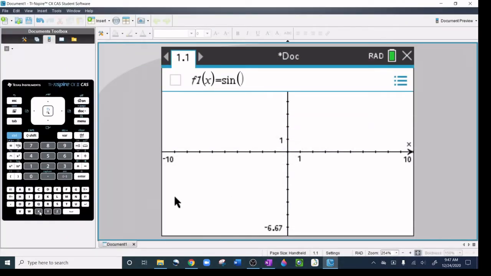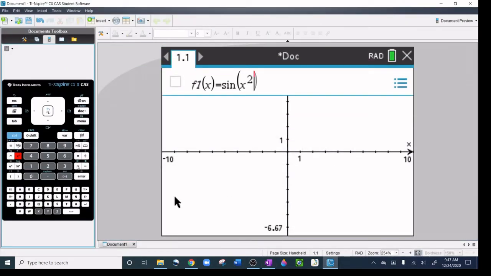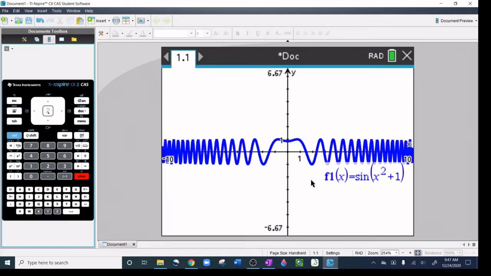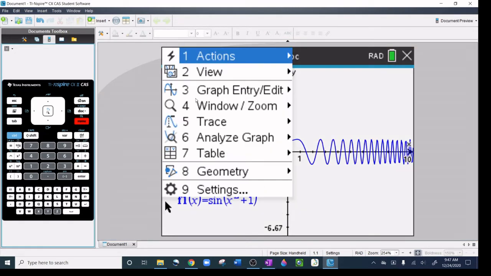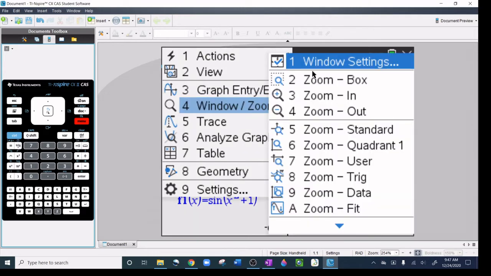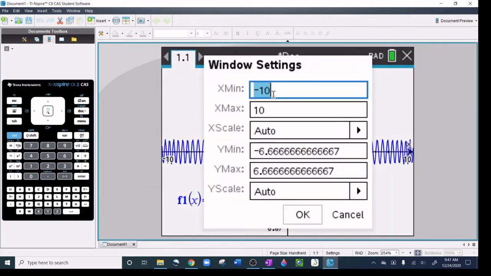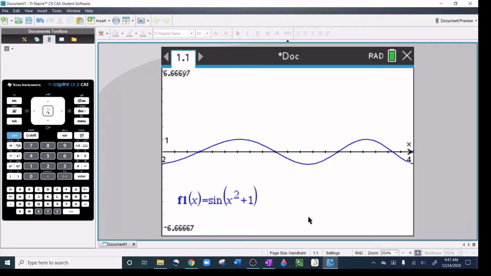So this is x squared plus 1, and hit enter. Now this is the graph. That's how it looks. I'm going to move this right there. And now the window is supposed to be set to 2 to 4. So window, and I'm going to hit that. This is 2. That one is 4. And click OK. Now this is my f prime graph.